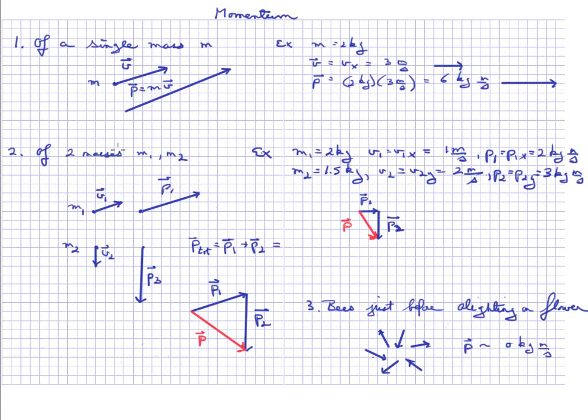If we have two masses, m1 and m2, each mass has a momentum associated with it, and it's defined as m1 v1 for mass 1, and that gives this vector p1, and m2 v2 for mass 2, and that gives this vector p2. It should be a 2 there.